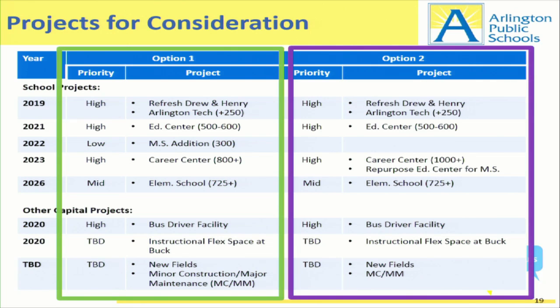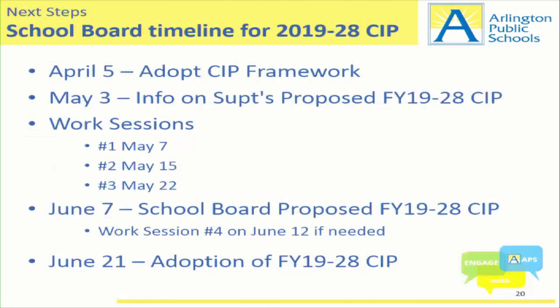And down at the bottom, we have other capital projects, including the bus driver facility. That's just the facility where they go to check in and do some of their work. Instructional flex space at the Buck. I know there's a request to get that in, and we're getting cost on what that would take to use that for instructional space. Then there's also some needs for new fields, minor construction, and major maintenance. So this is the beginning of what we're proposing to put into this. As we get costs and as we get our bonding capacity, this would be our starting point for the CIP.